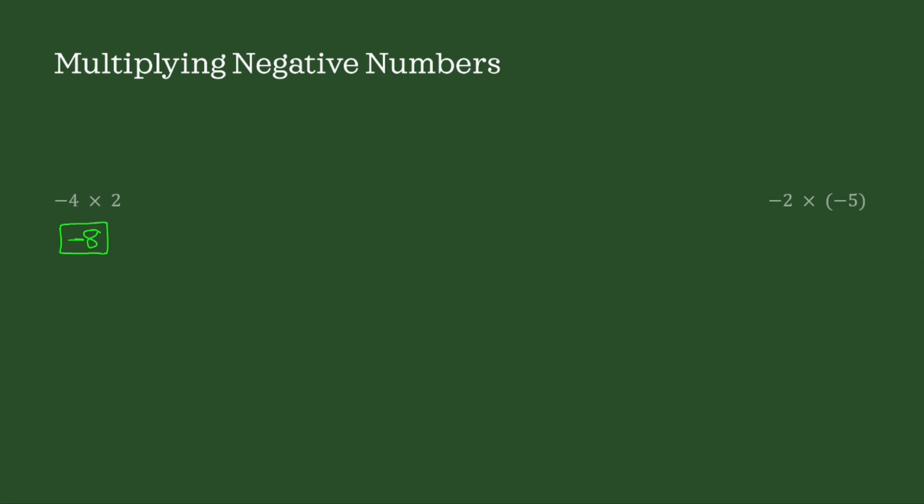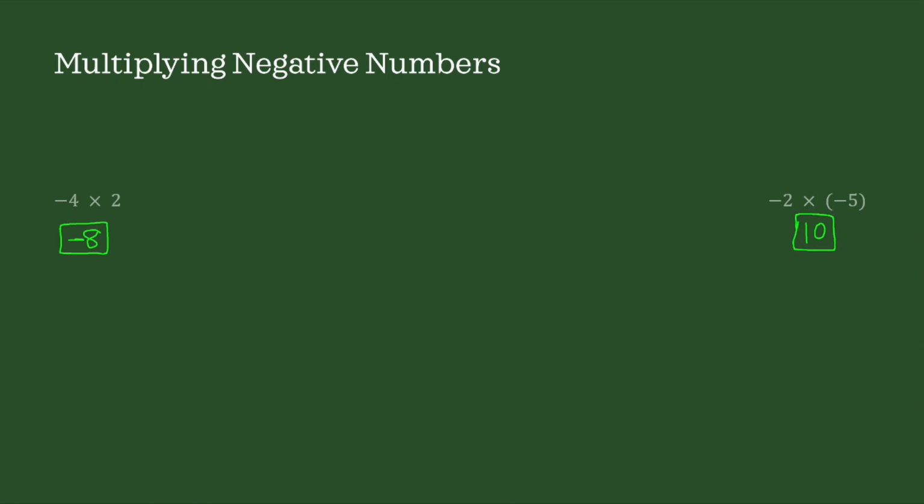Alright, I'm assuming that you've tried it, so let's do this one. Negative 2 times negative 5. Now, we know that these two negatives will cancel out because they have the same sign, so this is literally the same thing as the positive equivalent, which is 2 times 5, or 10. So that is really easy.